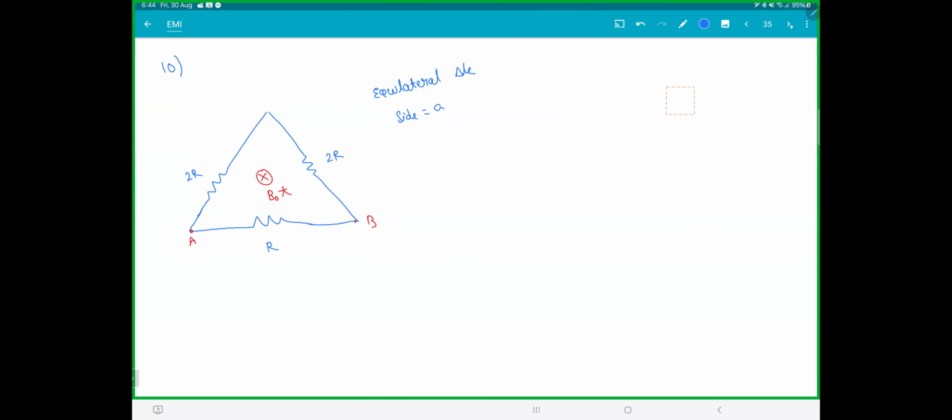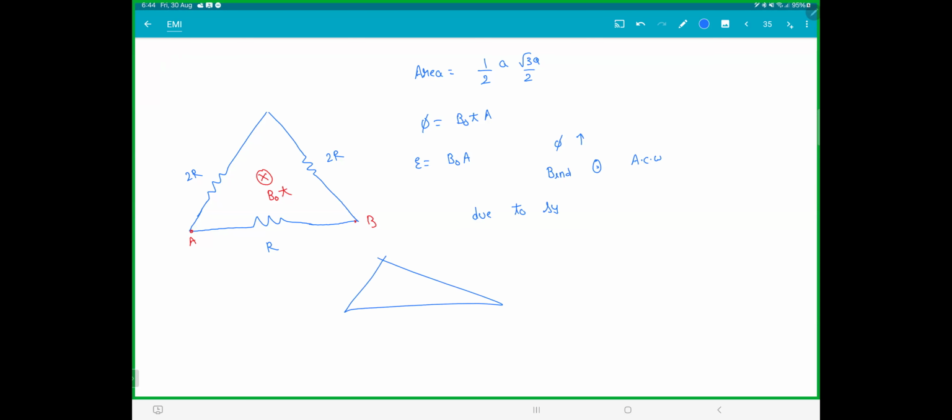So first thing, area. It's an equilateral triangle, so half into base into height. So flux is equal to B naught t into area. So EMF will be B naught into area. Direction: flux is increasing, so I need to oppose this. So my B induced should be this way. So this is anti-clockwise. Now, due to symmetry, you can argue again. If you give me some scalene triangle, I can't say anything. Due to symmetry, EMF will be equally distributed.